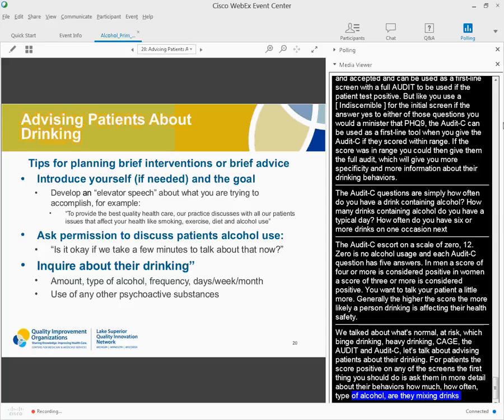What medications are they using? Are they using any opioids, benzodiazepines, anxiolytics, over-the-counter sleeping medications, things like that?